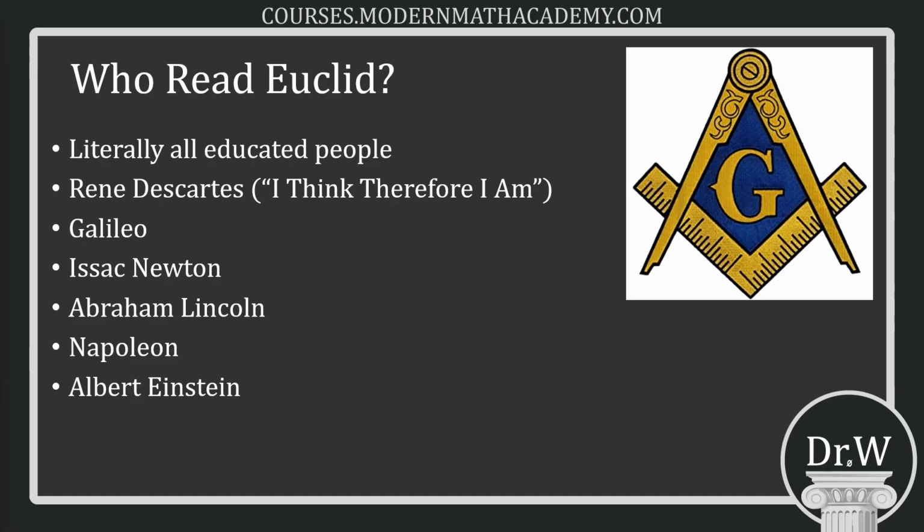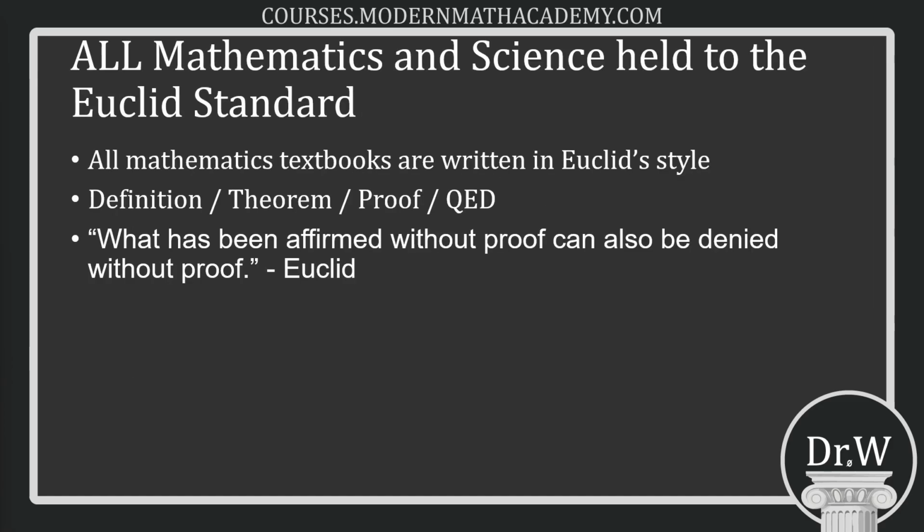And Albert Einstein himself, as a young child, would study Euclid's work, and he would later actually develop ideas of physics that would contradict Euclid. So it's very difficult to fully explain how influential Euclid was to all of intellectual life. Moreover, not just intellectual life, but all mathematics and science has been held to the Euclid standard.